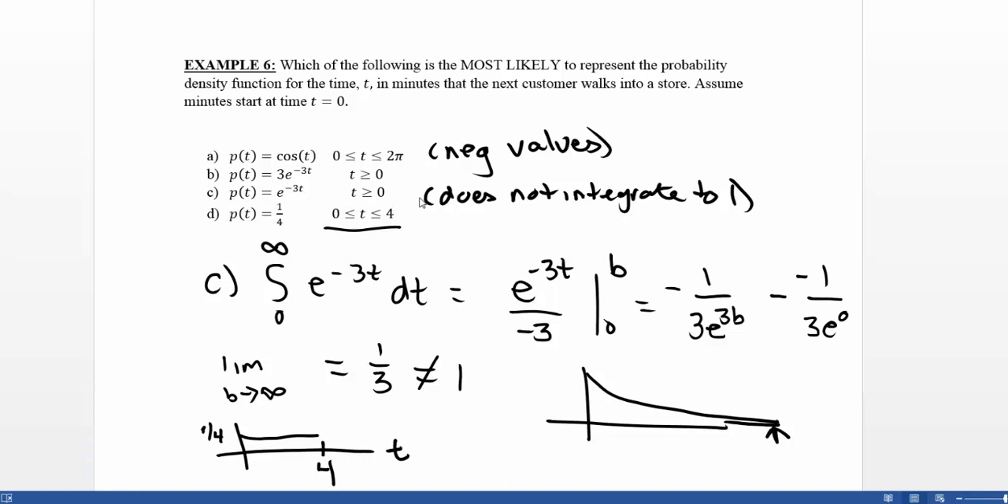Therefore, the most likely probability density function here is going to be B, 3e to the negative 3t. It's positive, it integrates to 1, and it allows for any amount of time to pass before the next customer walks in.